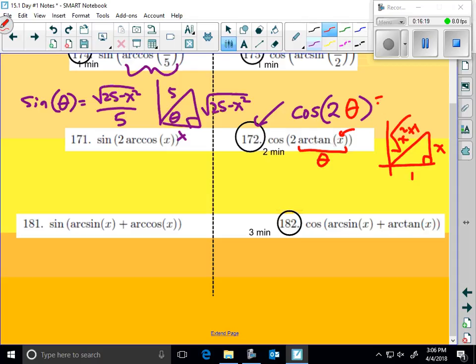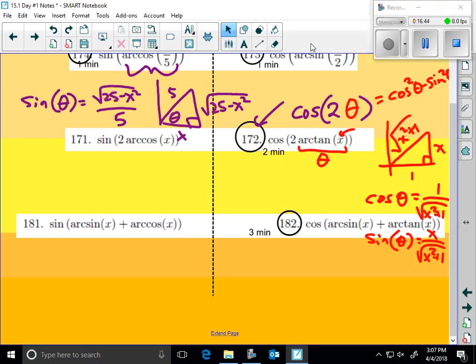So cosine of 2 theta, recall, is cosine squared theta minus sine squared theta. That's one of your identities. So let's talk about the cosine of theta real quick. That would be 1 over the square root of x squared plus 1. The sine of theta would be x over square root of x squared plus 1. So what if I squared those? What would happen to that denominator? The square root would go away.